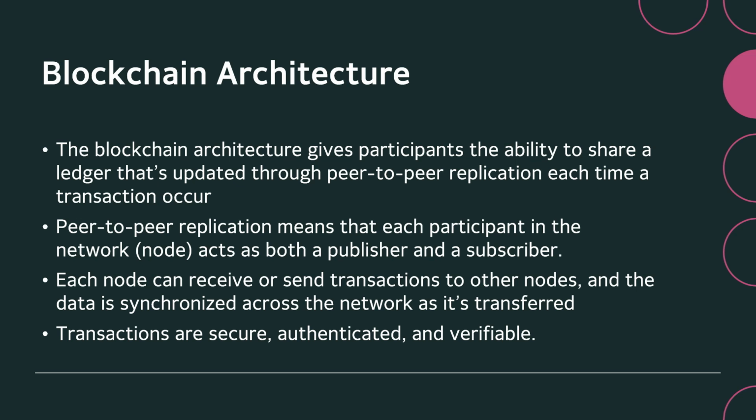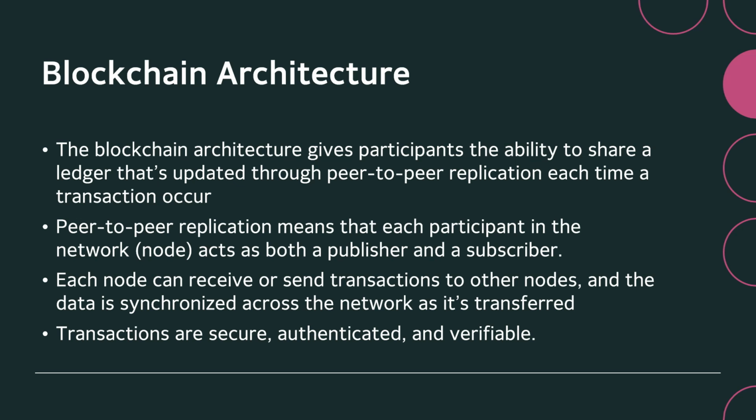This peer-to-peer replication means that every participant, we can call them nodes, is acting as both a publisher and a subscriber. Publisher because they are publishing changes that they are making to the ledger, and subscriber because they are consuming changes which other people are publishing. So any node or any peer in the peer-to-peer network is both a publisher and a subscriber.